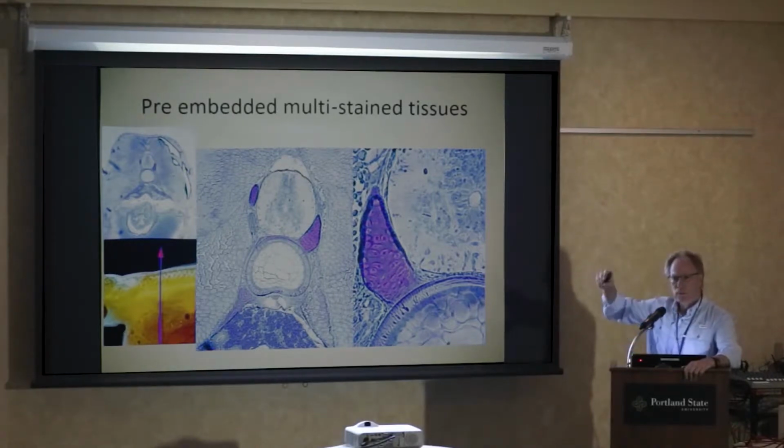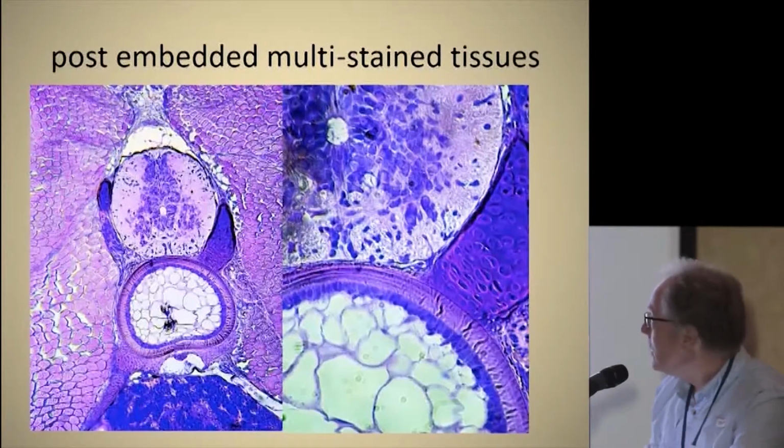But if I do pre-stain them and then embed them and section them, and then take those sections on the glass slide and restain them with the multi-stain, the May-Grunwald, it looks much better.